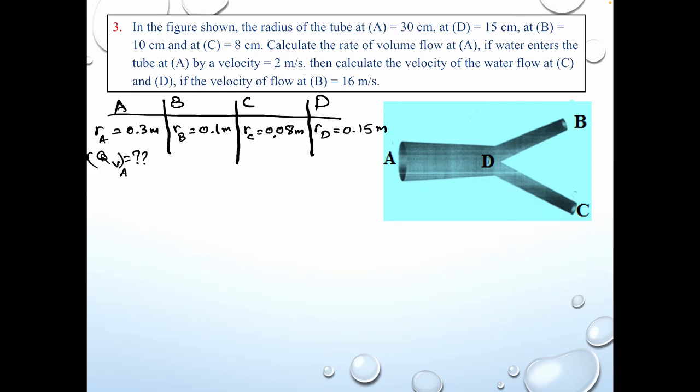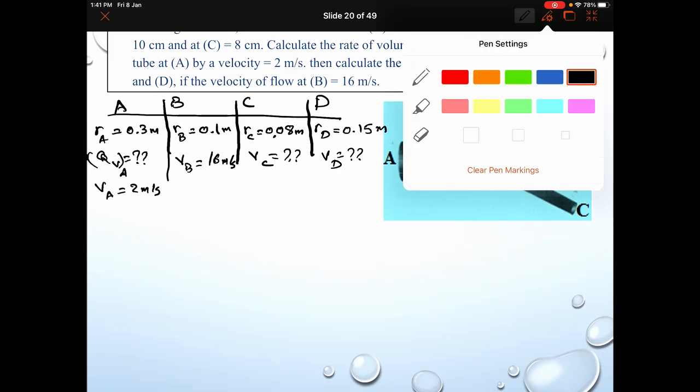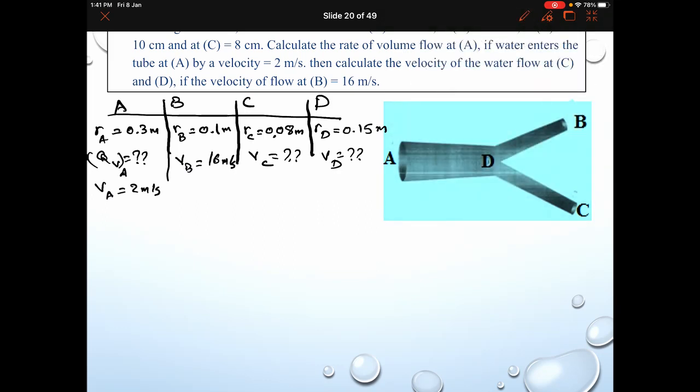At A, if water enters the tube at A by velocity VA equal 2 meter per second, then calculate the velocity of water at C and D. If the velocity at B equals 16 meter per second. To solve this problem, be attentive to me.